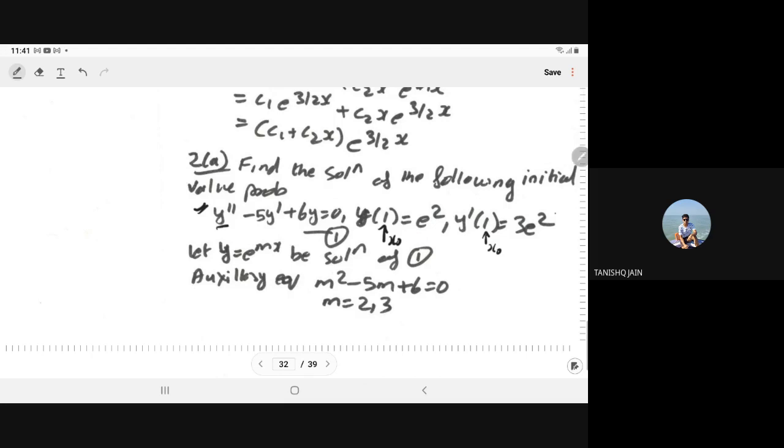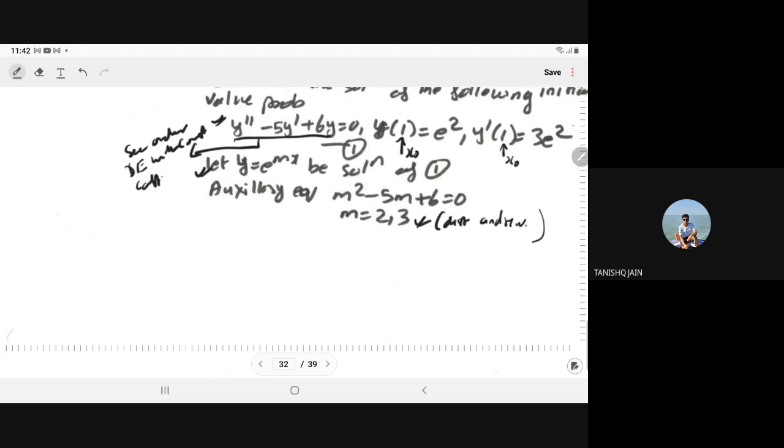And here we can observe this is a second order differential equation with constant coefficients. So we assume y is equal to e to power mx is a solution of it. The auxiliary equation will be m square minus 5m plus 6 is equal to 0, and the roots are 2 and 3. So they are distinct and real.